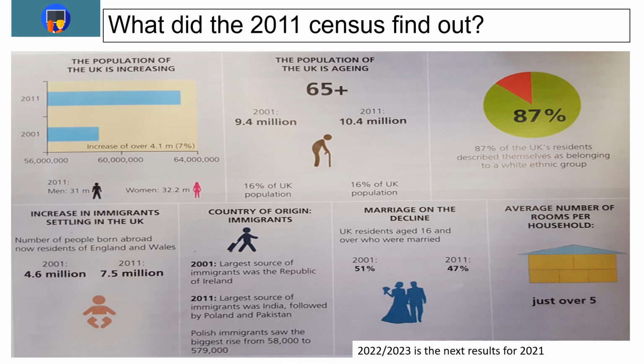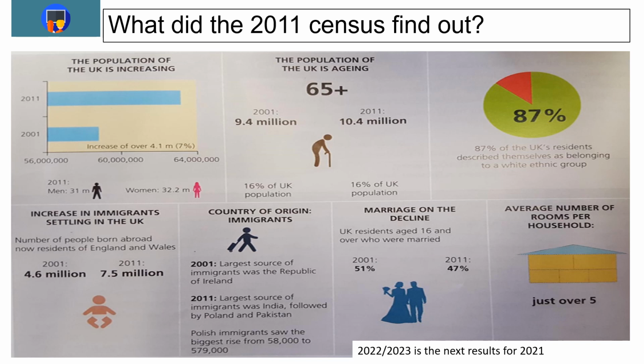The data showed that there is an increase in migration. In 2001, 4.6 million people had been born abroad and are now residents of the UK, and in 2011 this had increased to 7.5 million. In 2001, the largest source of immigration was from the Republic of Ireland. In 2011 this had changed. The largest source of immigration was from India, followed by Poland and Pakistan. Polish immigrants saw the biggest rise from 58,000 to 579,000.